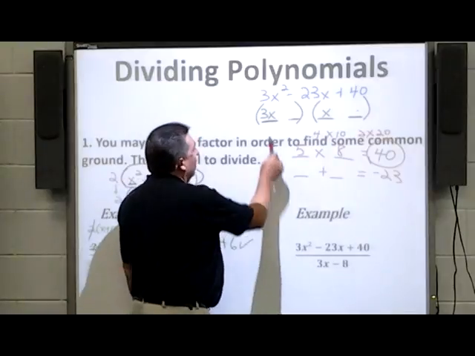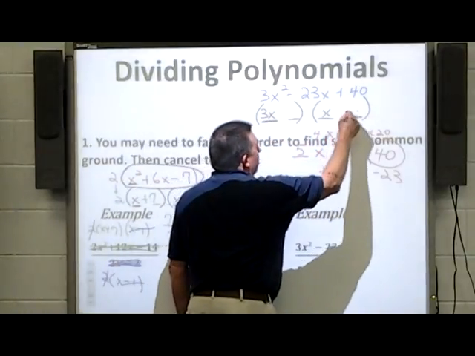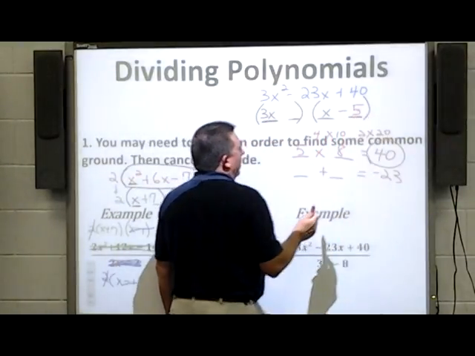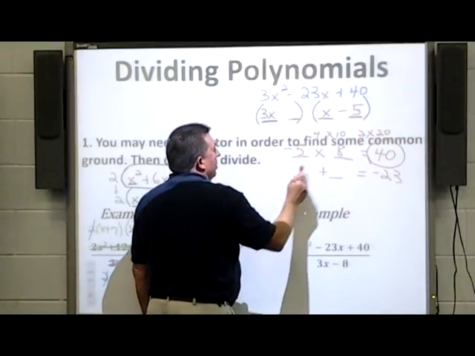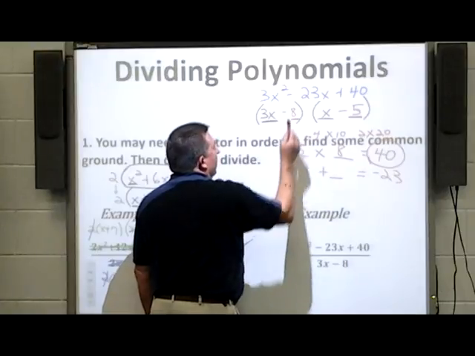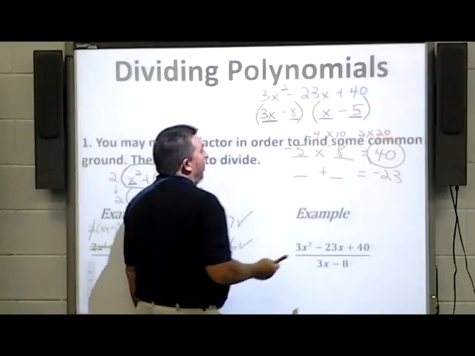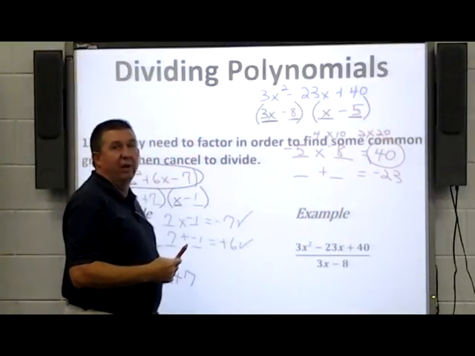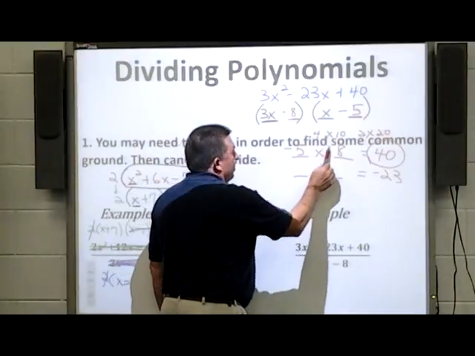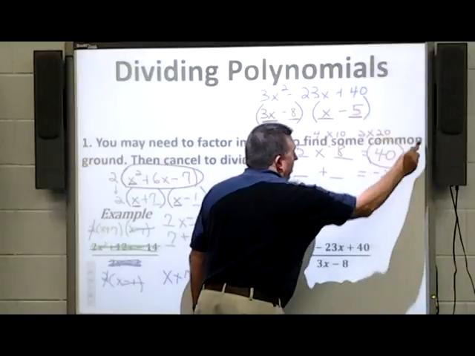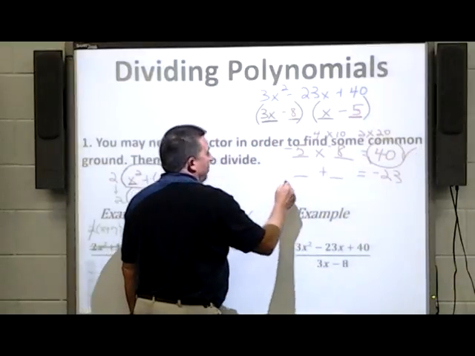I'm going to try 3 times negative 5, because that'll give me negative 15. And then negative 8 more should give me negative 23. So I'm going to try this to see if it works. Trial and error. If it don't work, I'm going to try something different. So I'm going to go with negative 5 times negative 8 is positive 40. Yes, it is. Let's see if this part works.